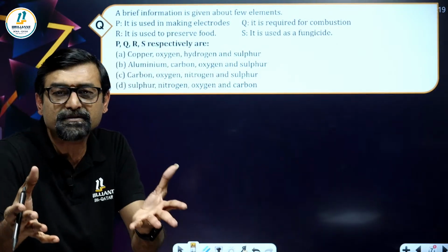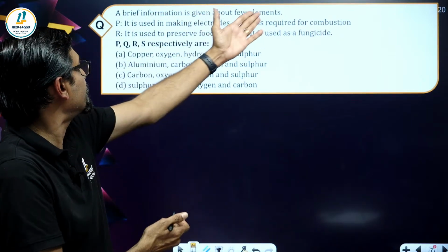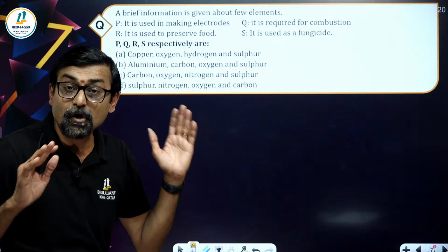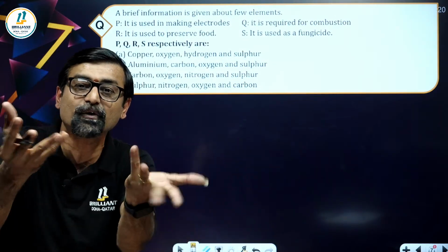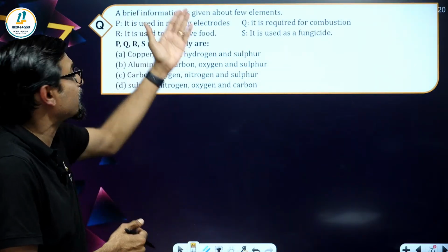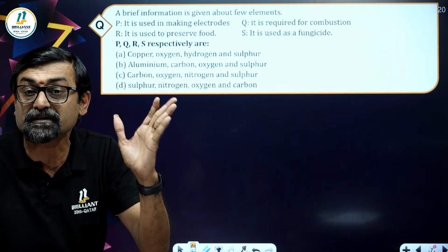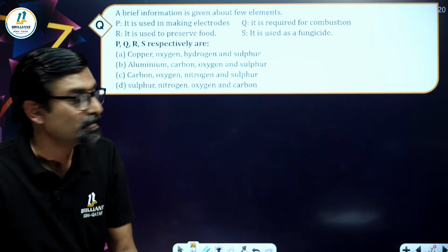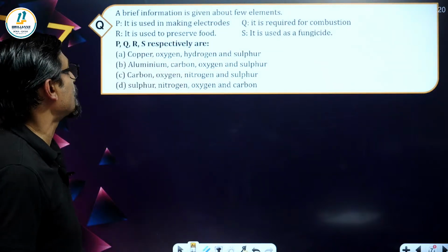A very simple question. Brief information is given about a few elements. P is used in making electrodes. We need to analyze it. We don't read the question and skip it. Read the question better, first of all. It is used in making electrodes, that means it conducts electricity. Which element conducts electricity? All are given as options.